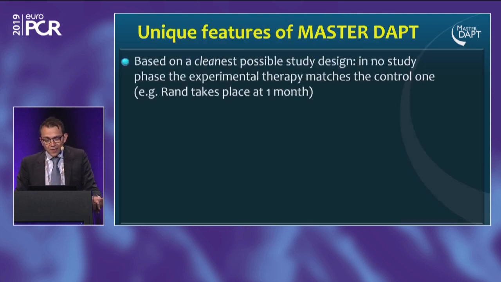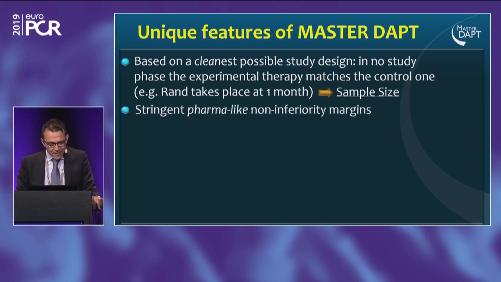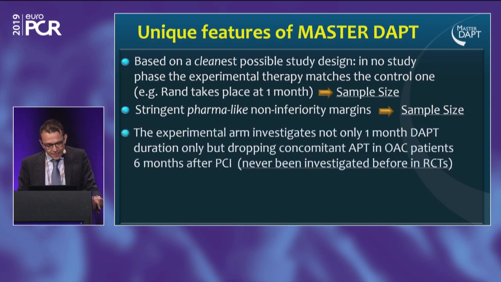Let me close quickly by emphasizing some unique features of the MASTI DPT study. It is based on the cleanest possible study design, which means in my mind that in no study phase does the experimental therapy match the control one, and this is pretty much reflected by the large sample size. Unlike many other studies in this space, the non-inferiority margins are pretty stringent, in a way, if you will, pharma-like, which is also reflected by the large sample size.